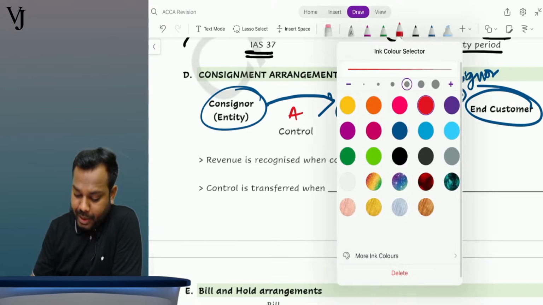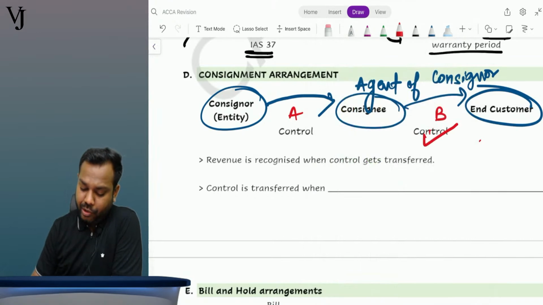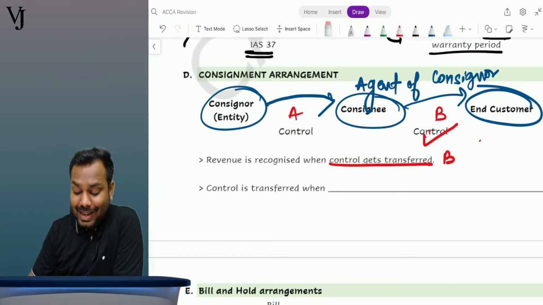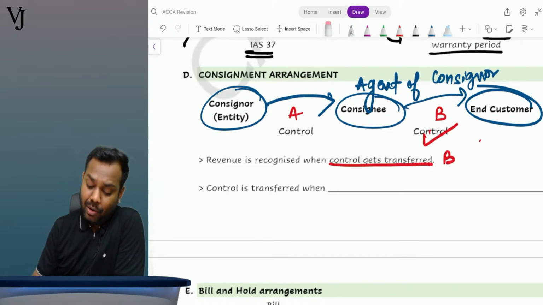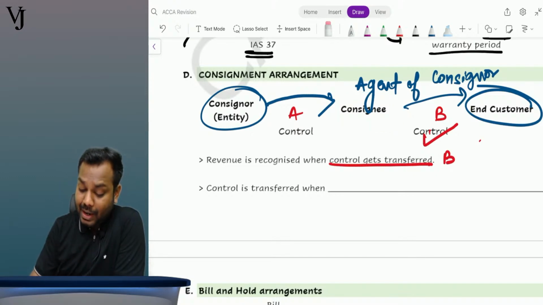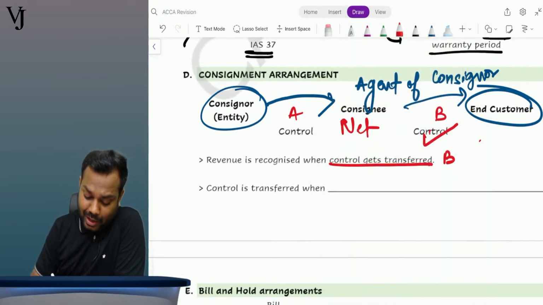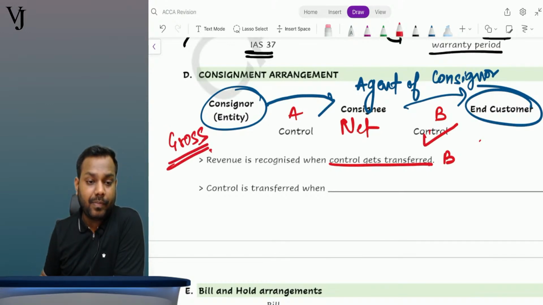Control is transferred on B. So revenue is recognized when the control gets transferred, that is point B. Control is transferred when the consignee sells the goods to the end customer. Now tell me, the consignee will recognize what? Net revenue. The consignor will recognize what? Gross. Is it clear, everyone?